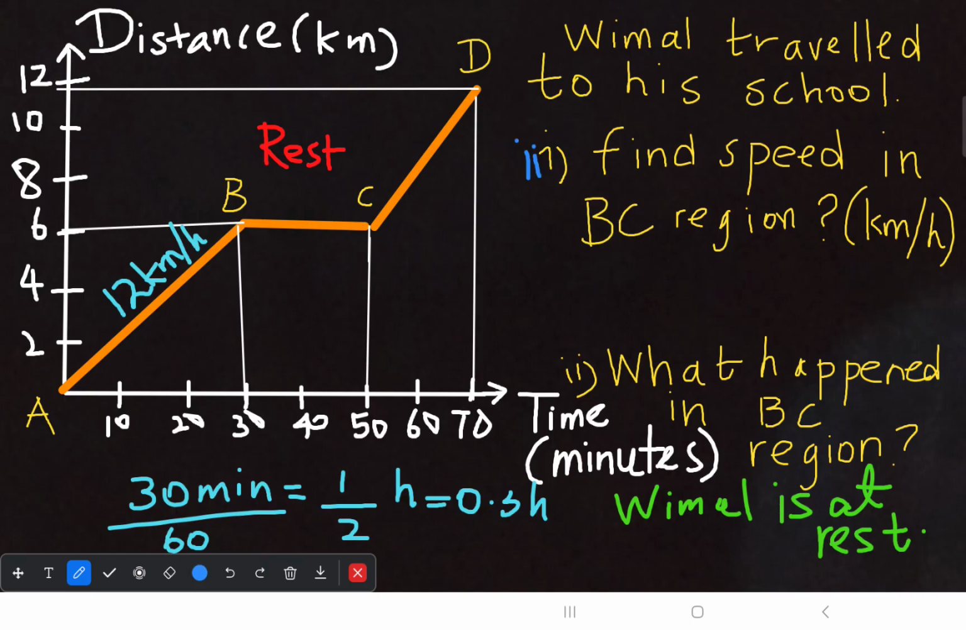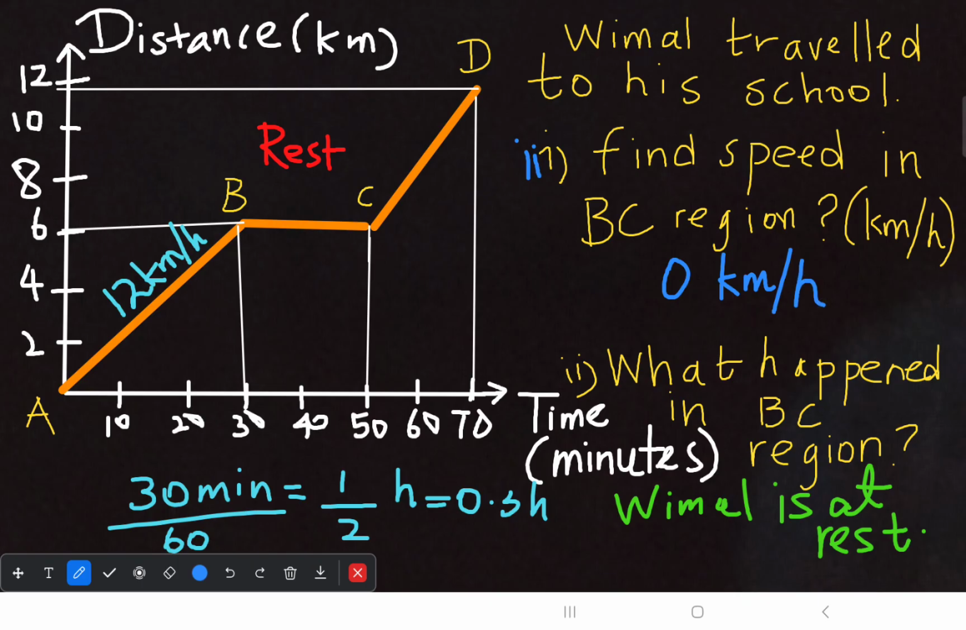Third question is to find speed in BC region, kilometer per hour. Sorry, not in BC region, it should be CD region. In BC region there is no any speed. So find speed in BC region. The speed is 0 kilometer per hour.